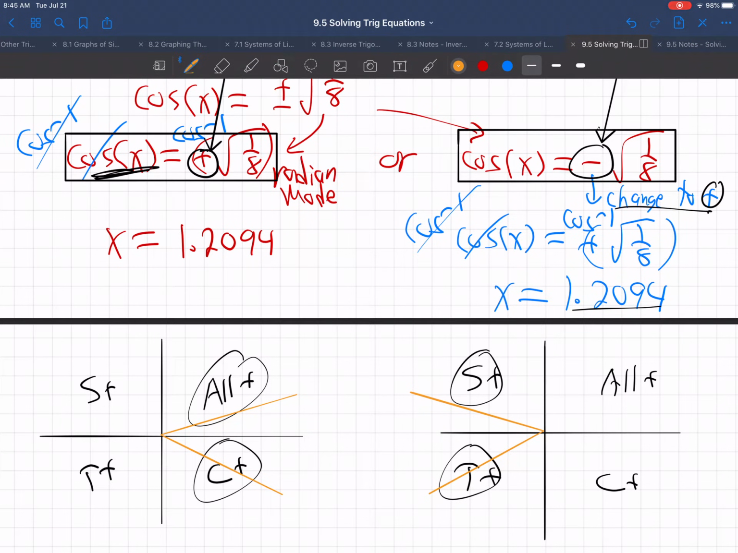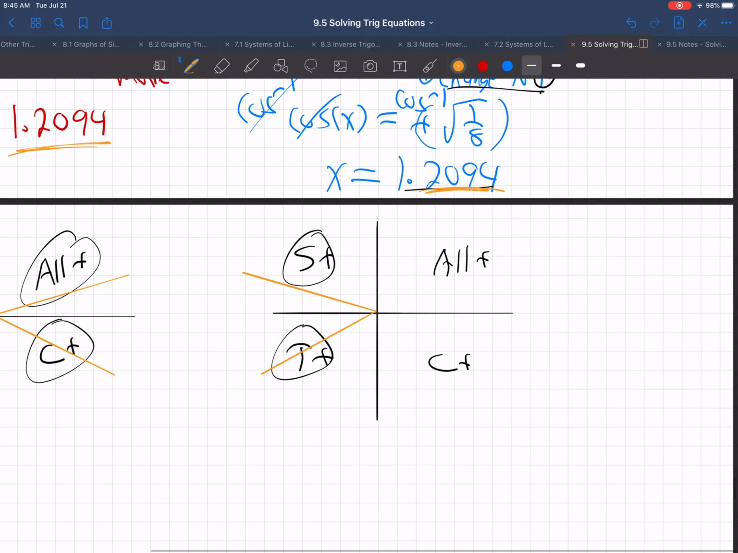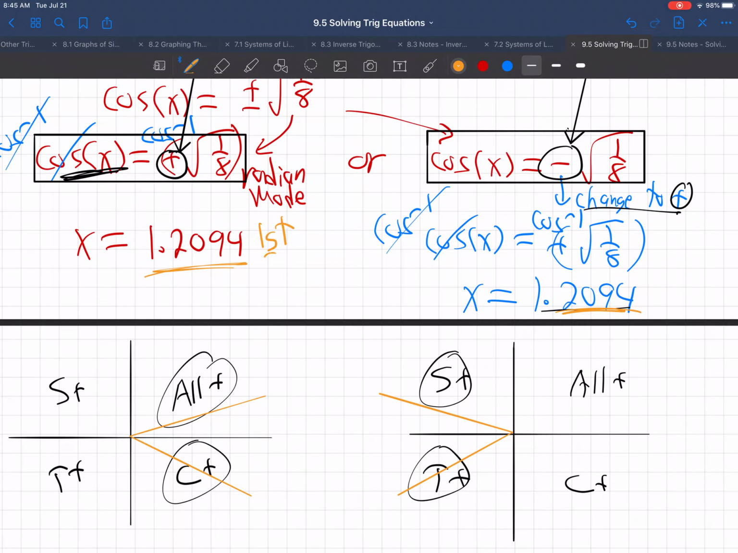Okay, now this answer 1.2094, same thing here, 1.2094, that's a first quadrant answer, right? Because we made it positive. This is a first quadrant answer, which is great. Let me try to do it a little better. Put it right here, 1.2094, like that. It's a first quadrant answer. And it is over here as well. Let me put it in here. 1.2094. That's a first quadrant answer. And we want a first quadrant answer on this side, so we're going to keep it.